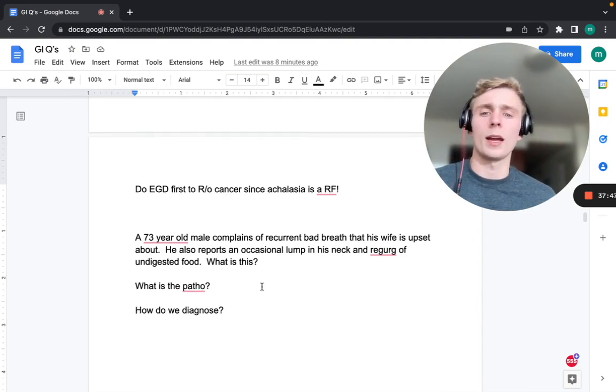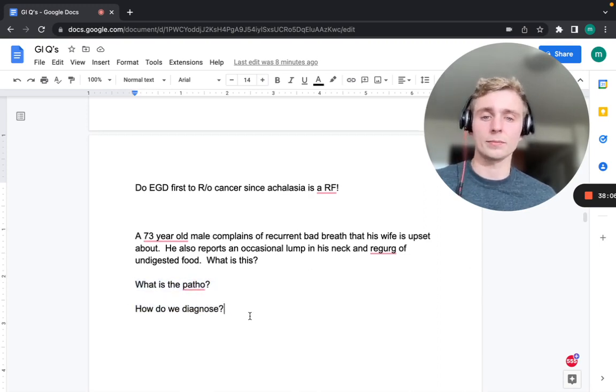So a 73-year-old male complains of recurrent bad breath that his wife is upset about. 73 years old. He reports an occasional lump in his neck and regurgitation of undigested food. So lump in his neck, undigested food, what is this? What's the pathophysiology of this condition? How does it arise? And how do we diagnose it?